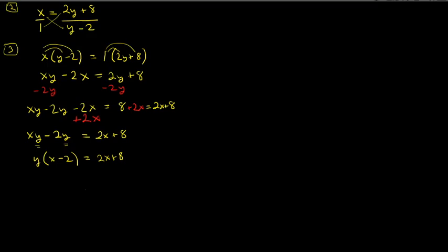Now we have y times x minus 2. So to solve for y, we do the opposite of multiplying by x minus 2. We divide by x minus 2, again, on both sides. And so we end up canceling the x minus 2 here. And I think we're basically done. We have y equals 2x plus 8 over x minus 2. So there's our inverse. Now just write it as f inverse of x.